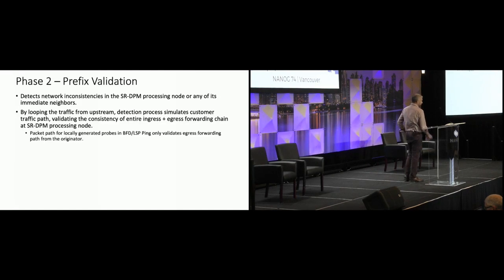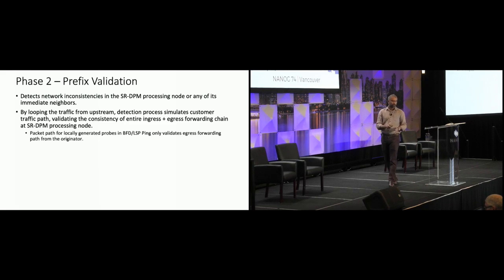So prefix validation is what we really are interested in. We want to make sure that we are able to send and receive traffic from any upstream towards any of our downstream neighbor for that prefix head, and we want to do it for every prefix head in the network. And we achieve it by looping the traffic because we want to simulate customer traffic path. We don't want to just generate a probe locally from RP, send it out over line card, because then customer traffic doesn't take that path. Customer traffic comes on an ingress line card and then goes out via the egress line card. And we want to model that customer traffic path.